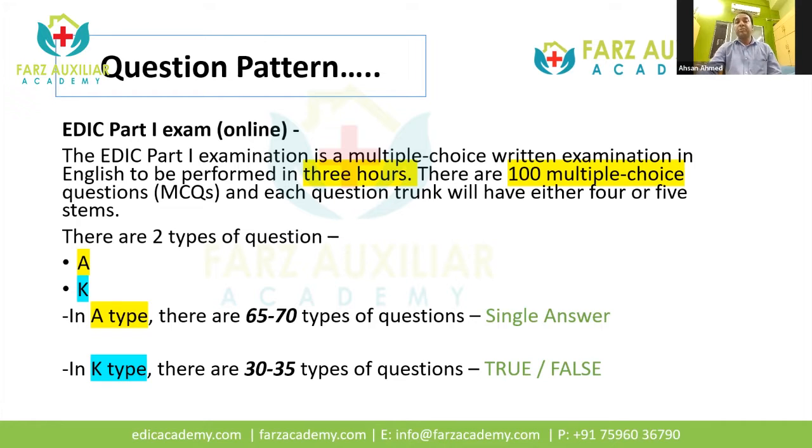Their concept is that in A-type, they will test your broad knowledge about the subject. And in K-type, they will give more specific questions to see how much depth of knowledge you have. So that is why these 2 types of questions are found. Next, please.